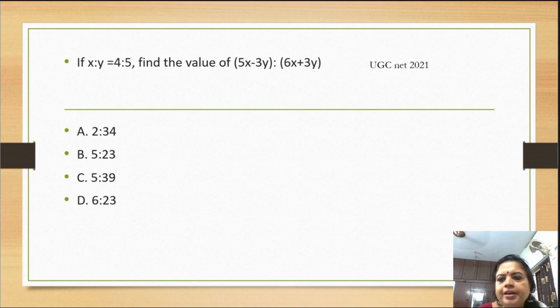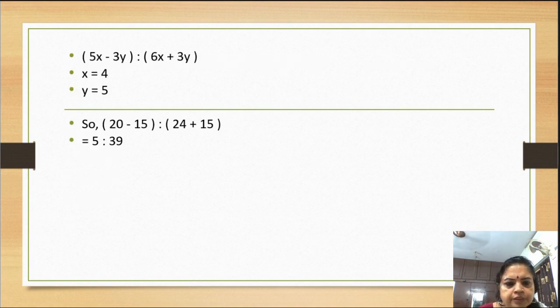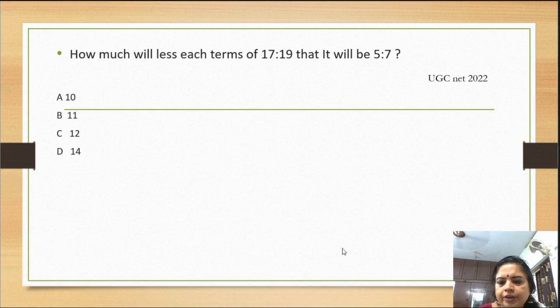That is clear, no? Yes. So simple question, but you have to logically express it. How much number has to be subtracted from 17 is to 19 so that the ratio will become 5 is to 7? That is the question asked for 2022.